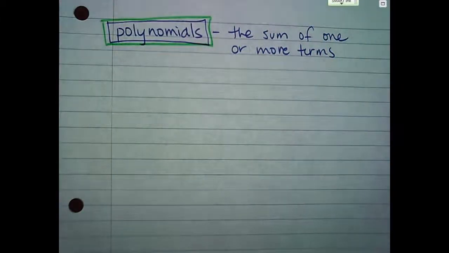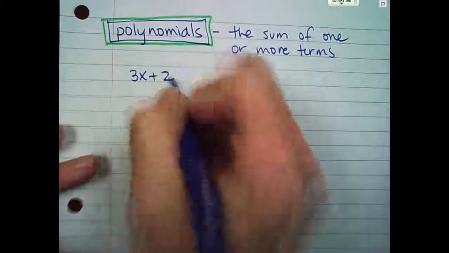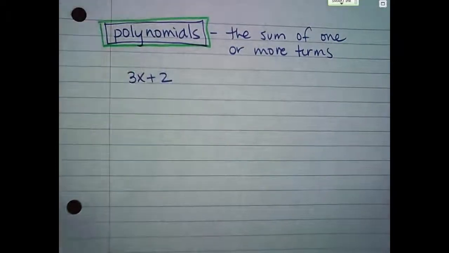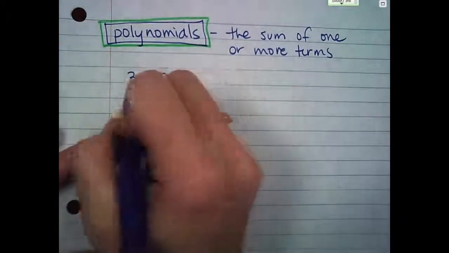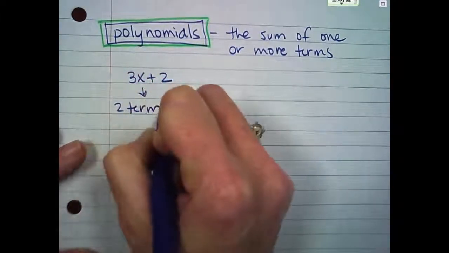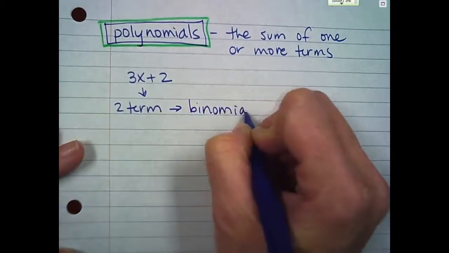So here's a polynomial. How many terms do you think it has? It's a pretty easy question. How many terms are there? 2. 1, 2. 2 terms. It's called a two-term. And 2 terms are called binomials. More specifically, it's a binomial.